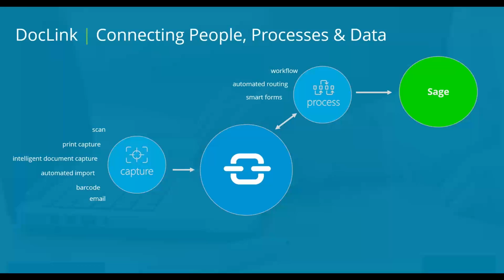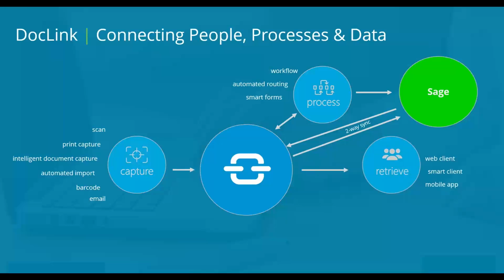But once those transactions are in Sage, it doesn't end there. We have a deep two-way integration that allows users within Sage to be able to retrieve the images of the documents that we've captured in the repository directly from their Sage environment. And as updates occur in Sage, we're going to bring any changed data or additional data back into the DocLink repository so that we can use that for further processing, for search and retrieval purposes, and other actions that may need to occur down the line.